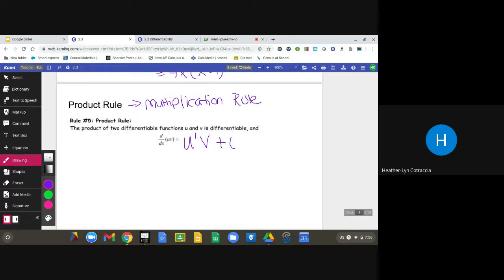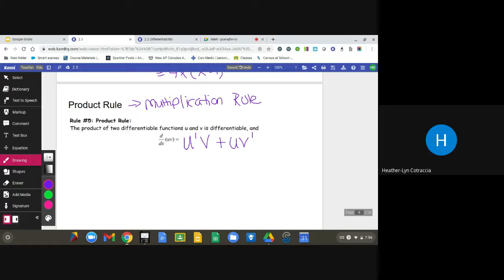plus u v prime. Now, if you remember anything from other math classes, you would know that multiplication and addition is commutative, so you can do this in whatever order you want. You just need to remember a derivative times a non-derivative plus, and then just switch that order there.